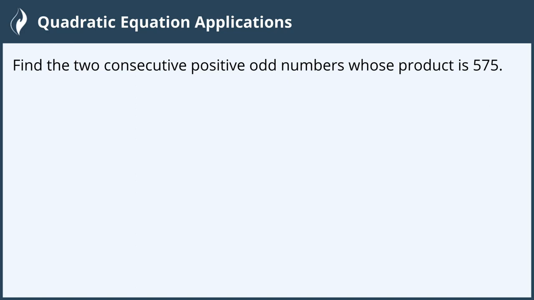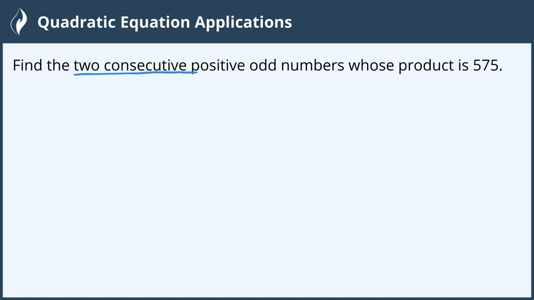Hi everyone! In this video, we will use quadratic equations in an application problem. Find the two consecutive positive odd numbers whose product is 575. That looks kind of confusing at first, so let's break it down a little bit.